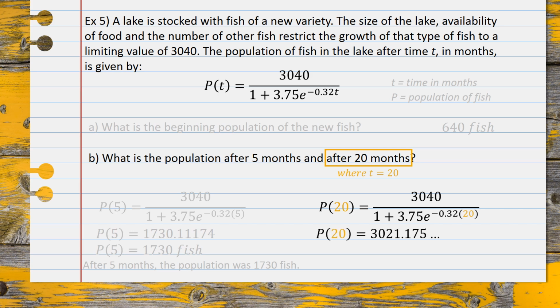For the result, hopefully you found 3,021.175, and it continues. But again, we're talking about fish, so we must round to the nearest whole number, and in this case, that would be 3,021 fish. Since we've solved it, we're now ready for our sentence. After 20 months, the population was 3,021 fish.